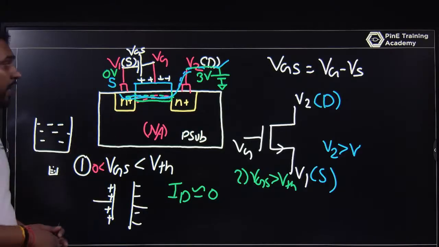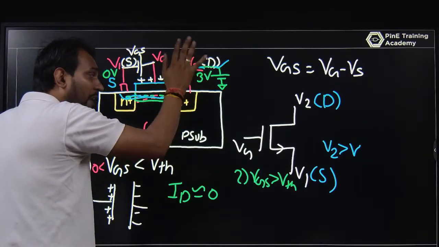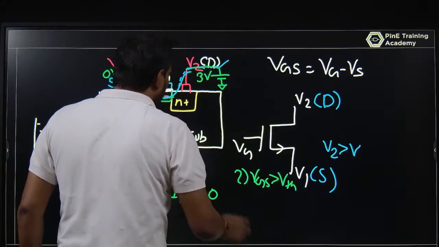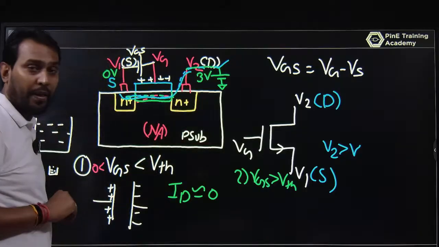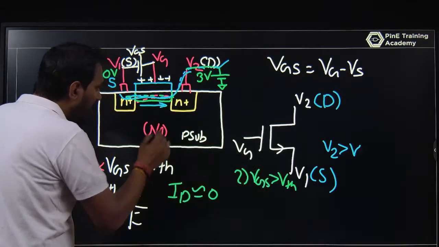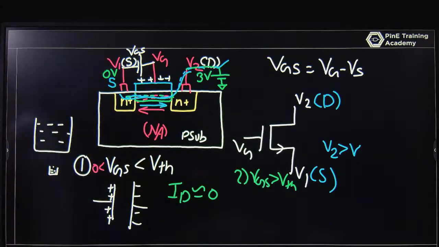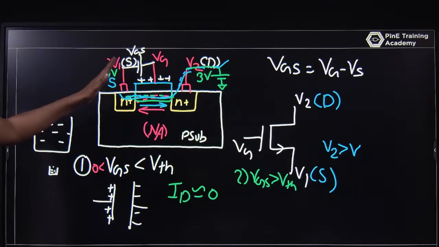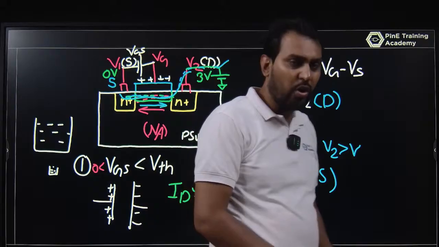In NMOS, this node has a higher voltage compared to this one. This means it will accumulate all the electrons from this channel, and the electrons move along such a path. So current will flow in this direction, and current always flows from higher potential to lower potential. The higher potential is 3 volt, V2, and the lower potential is V1. So current flows from drain to source like this.